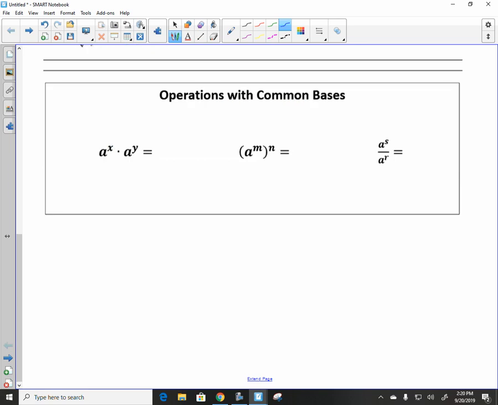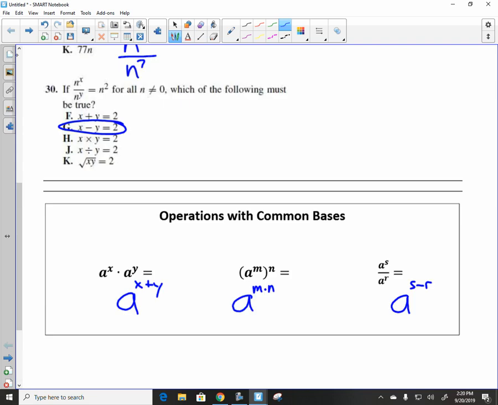All right, so this is a review of our operations with common bases. If you have a to the x times a to the y, what do you do to the exponents? So it's x plus y. If you have a power to a power, you have a to the m times n. Power to power, you multiply. And if you're dividing, what do you do to the exponents? S minus r. Good. So let's try some problems about that.